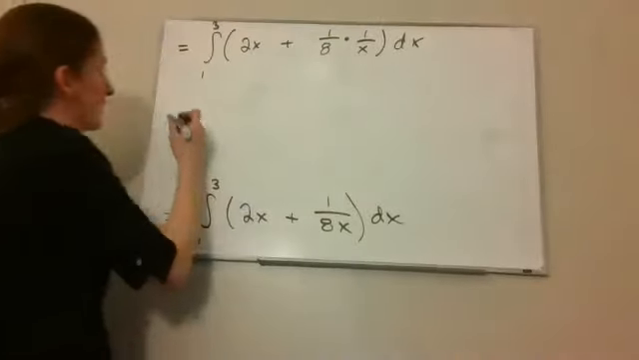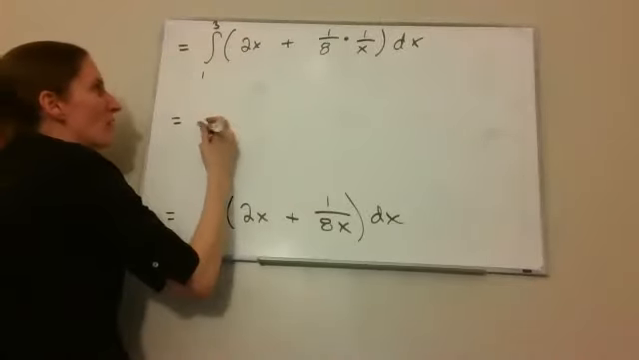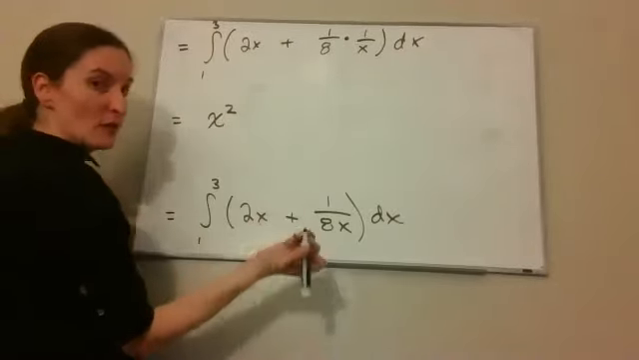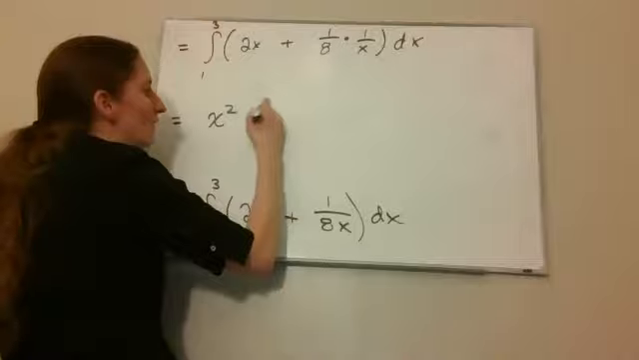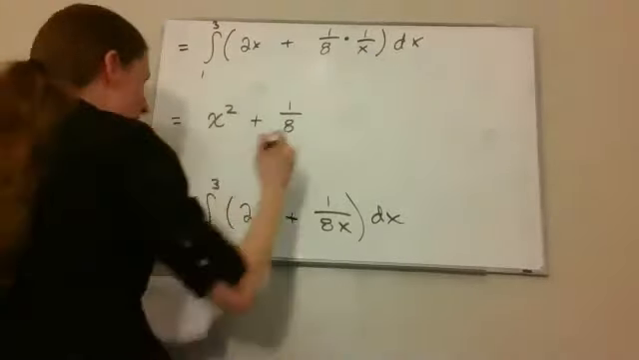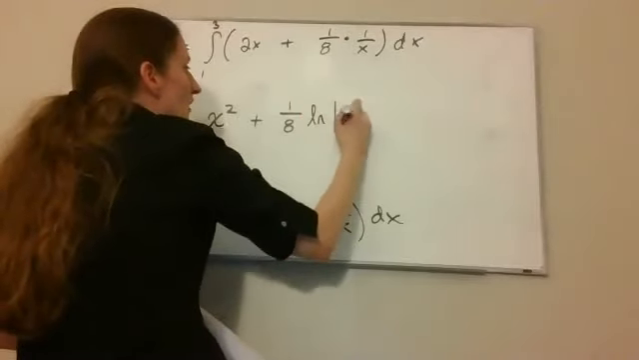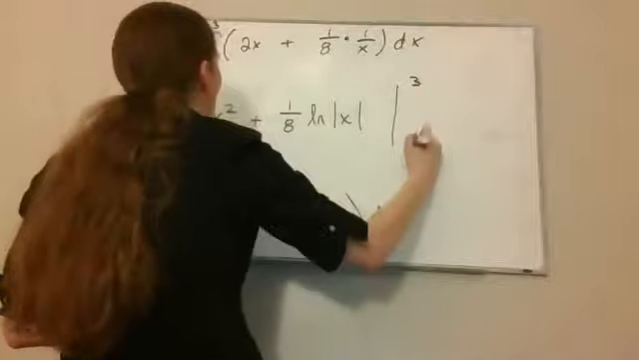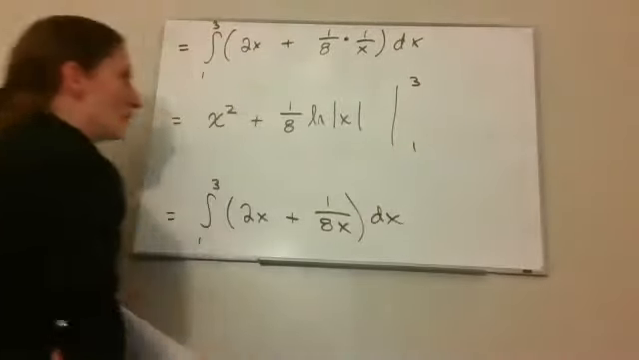Now let's do our antiderivative. Antiderivative of 2x is x squared. Add 1 to the exponent, divide by 2. Then for this guy, I get a 1/8. The antiderivative of 1 over x is natural log absolute value of x. And then I need to plug in a 3 and plug in a 1, and I'm finished.